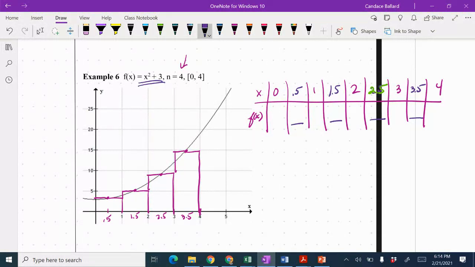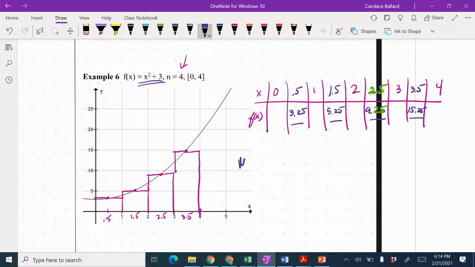When I put the 0.5 into that function, I get 3.25. And obviously you may use your calculator to do these calculations. That's fine. I'm going to put the 1.5 in my calculator and I'd get 5.25. I'm going to put the 2.5 into my calculator. I'm going to get 9.25. And then I'm going to put the 3.5 in and I'm going to get 15.25.